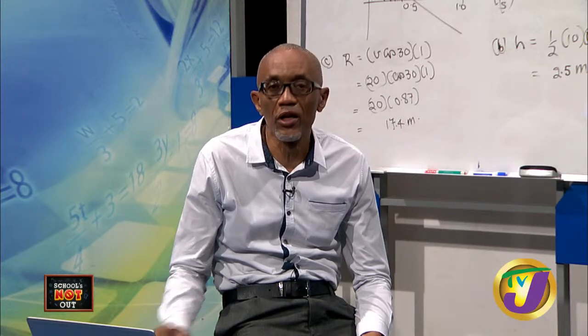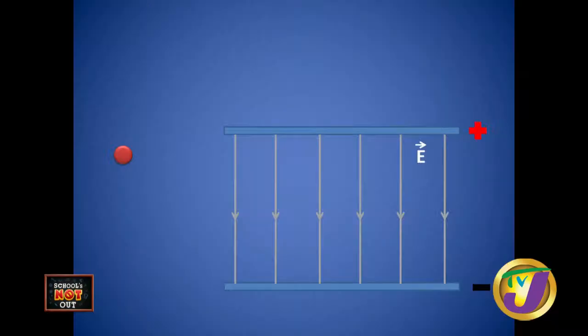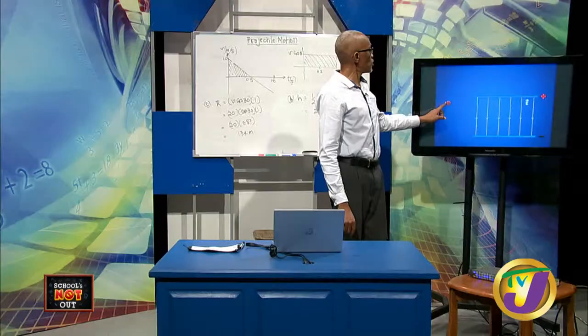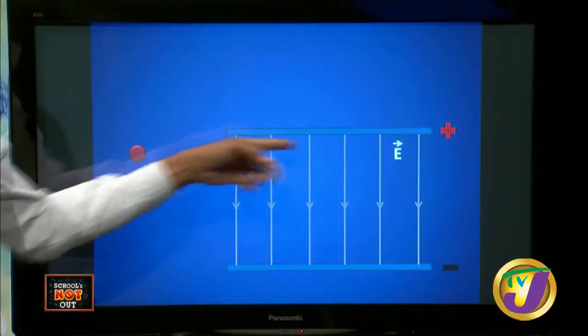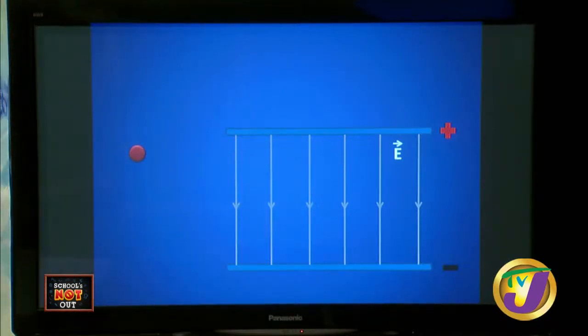All right, so we'll move to another scenario here. Here we have two charged electric plates, one positively charged, one negatively charged, and when that happens, we have a uniform electric field in between them. This is a charged particle, it's positively charged, red positive, and it's moving in a horizontal direction. And let's see what happens.